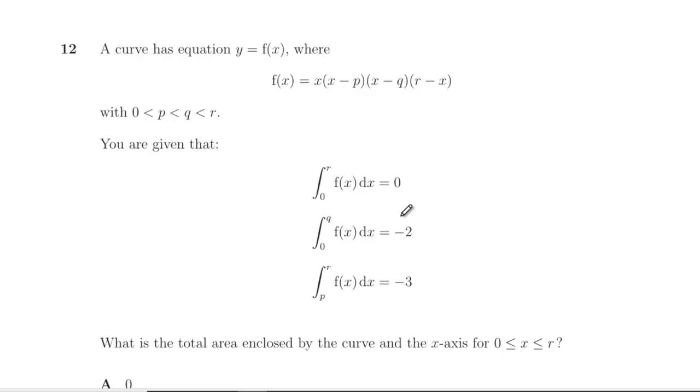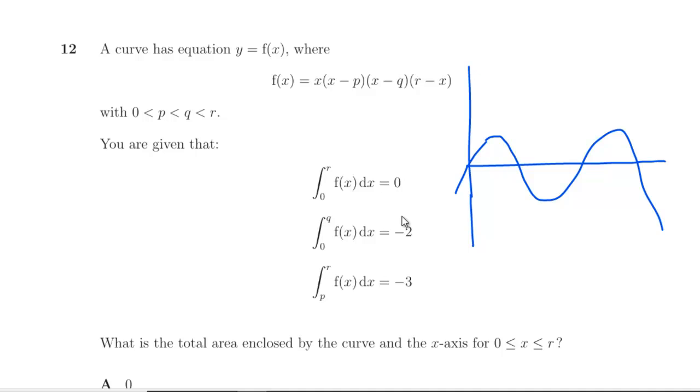Question 12. The curve has equation f of x. P is greater than 0 and then less than q, which is then less than r. We're given these integrals. What's the total area enclosed by the curve and the x-axis? Right, so they've split it up. We've got a negative quartic. Actually, we're going to have bits below the axis. So it's going through 0. So we're having something that's looking like this. So that's the 0. Okay, we've got P, we've got Q, we've got R. So we're going up all the way up to R.